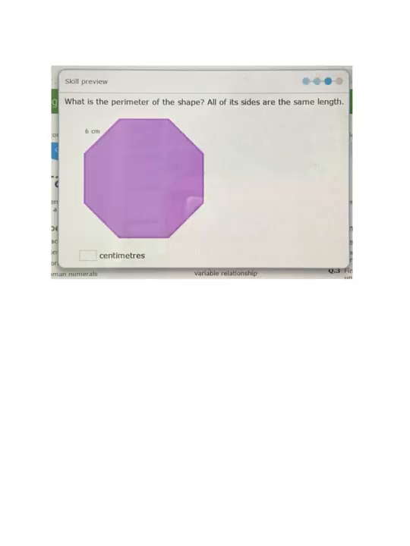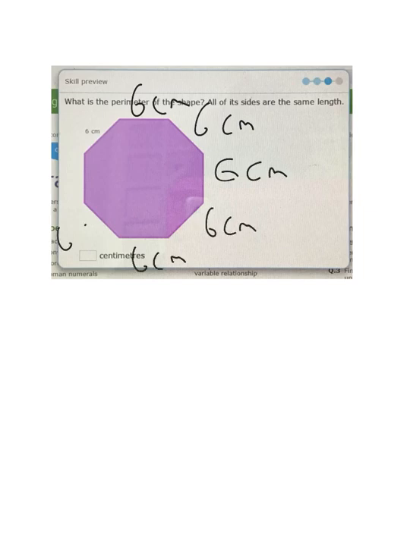It's asking us again, what is the perimeter of the shape? All of its sides are the same length. Okay, they've told us that. This is an octagon, so we should know that, but it's nice they've given us that information as well. So we see if one side is 6 centimeters, they're all 6 centimeters. I should write that in there too. 6 centimeters, 6 centimeters, 6 centimeters, 6 centimeters.